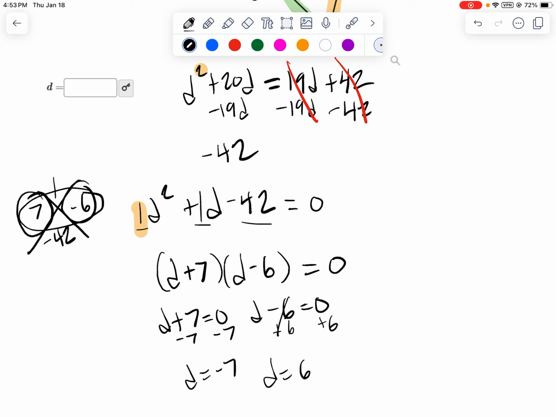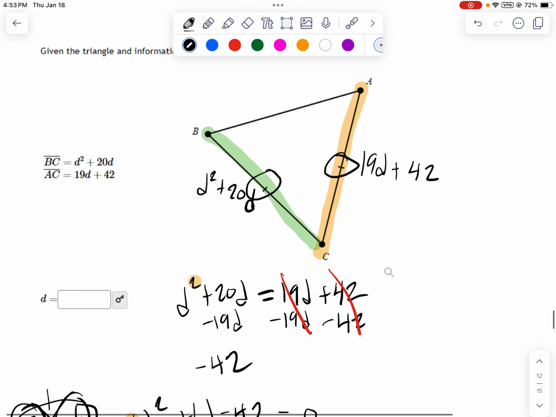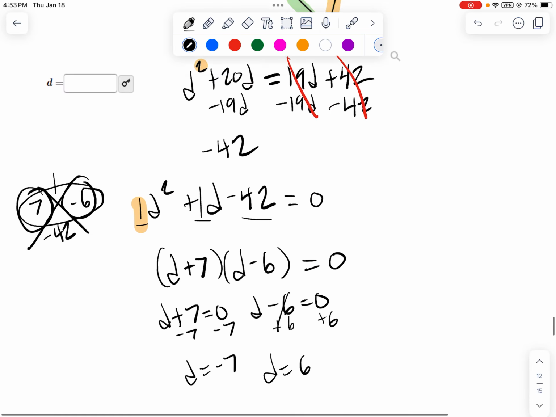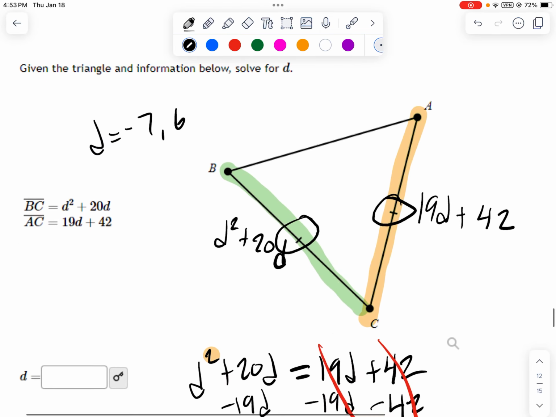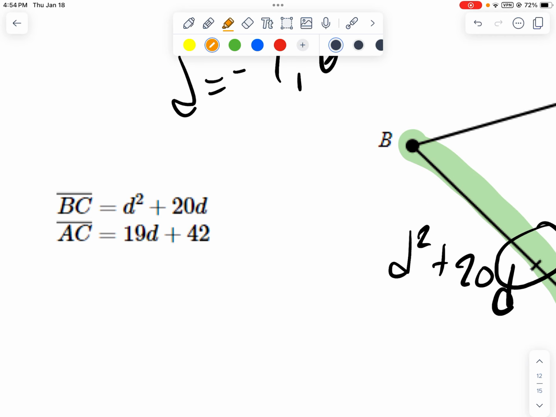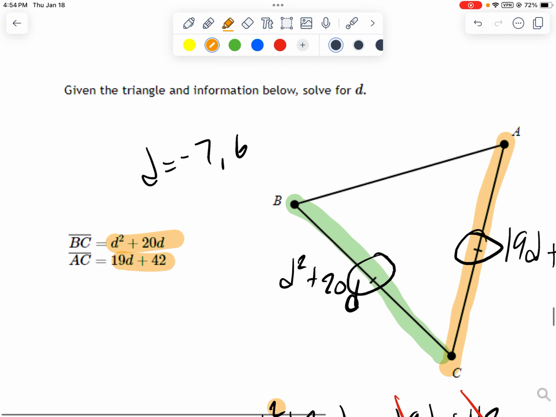Now you have to double check something. You always want to make sure that your solutions work, but when you have multiple solutions like this, it's even more important. We got d equals negative 7 and positive 6. So you have two different lengths that we originally started with. We're going to pick which solution to check first. Let's just do negative 7. Everywhere you see a d, you're going to plug negative 7 into its place.